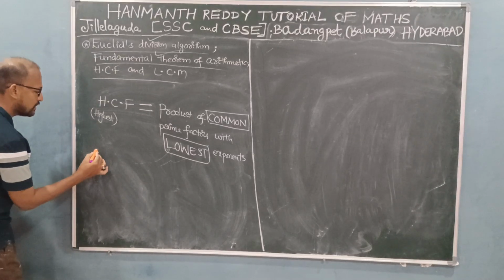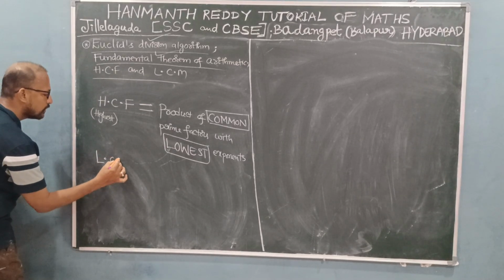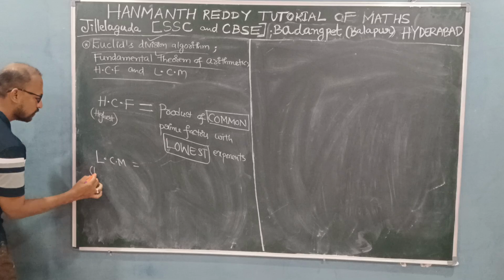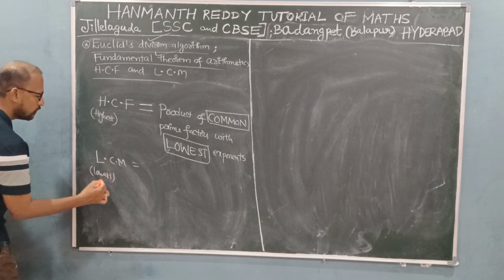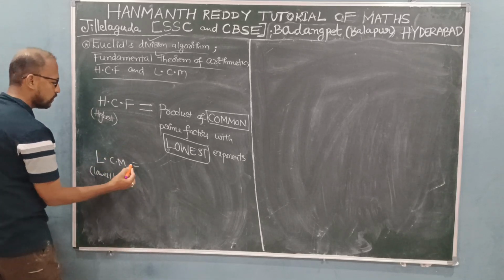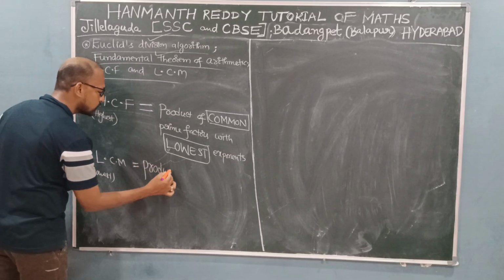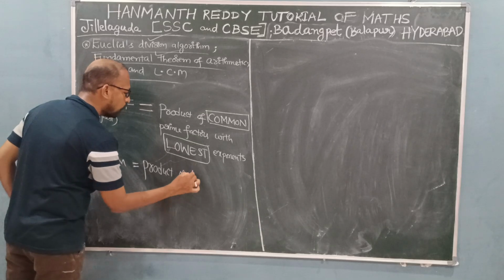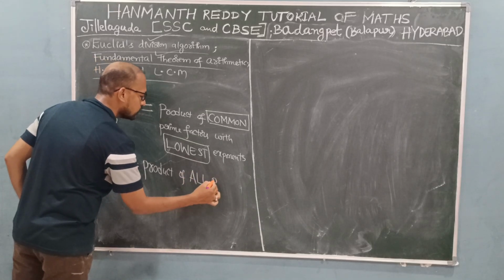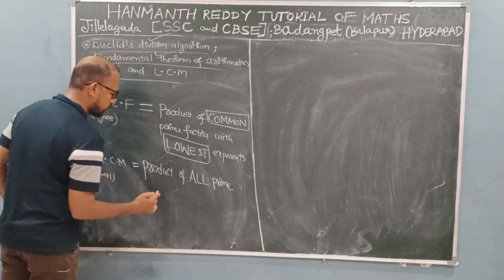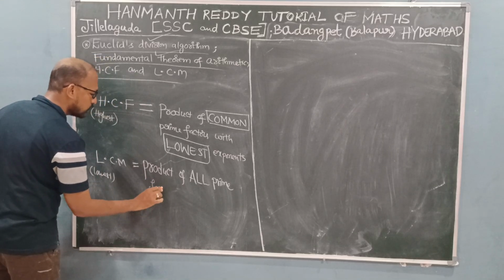Next, the LCM formula. In LCM, L means lowest, and the opposite of lowest is highest. Now the LCM formula: product of all prime factors with the highest exponent.